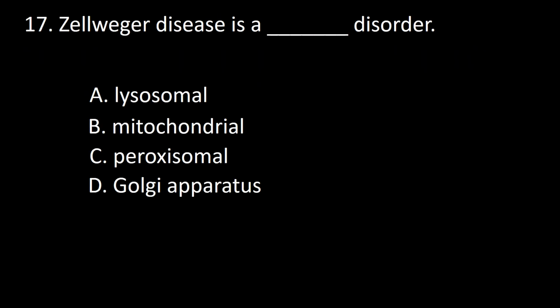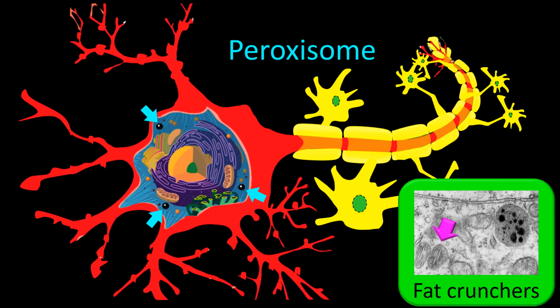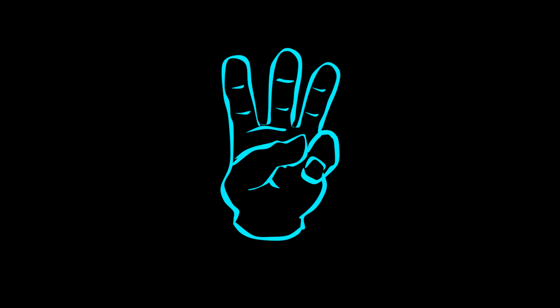Next question. Zellweger disease is a dash disorder. A, lysosomal, B, mitochondrial, C, peroxisomal, D, Golgi apparatus. The answer to this question is peroxisome. Peroxisomes are subcellular organelles that have multiple functions, including the oxidation of very long-chain fatty acids and the catabolism of phytanate, pipecolate, and glycolate. I will briefly discuss 3 conditions involving peroxisomal disorders.